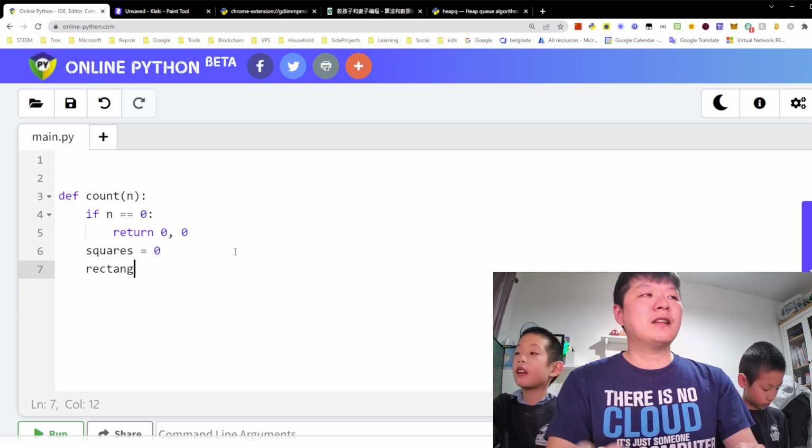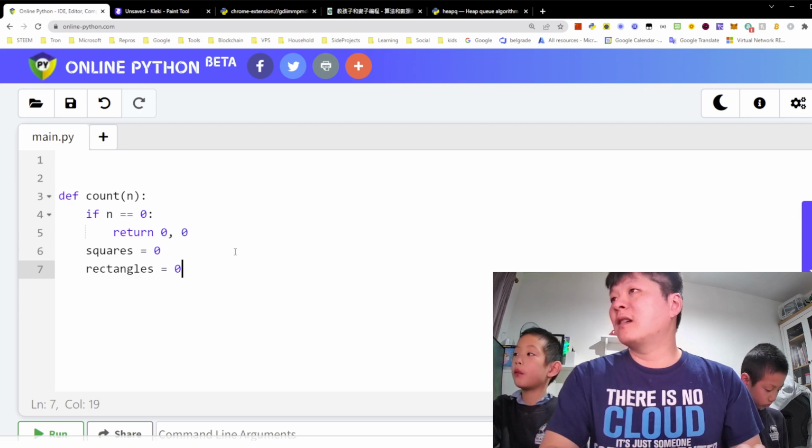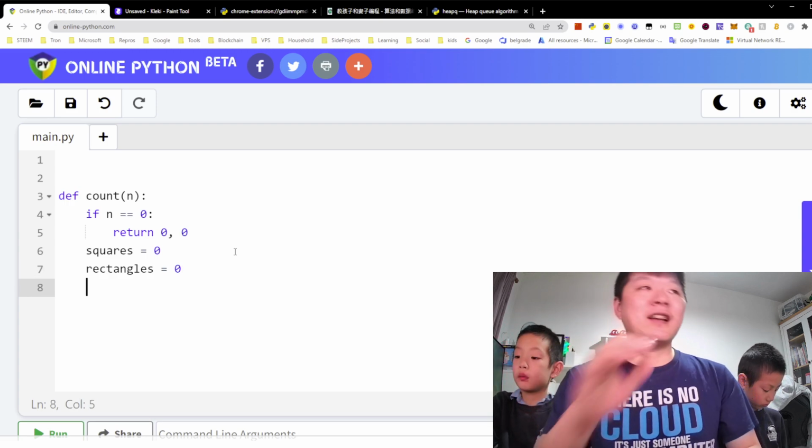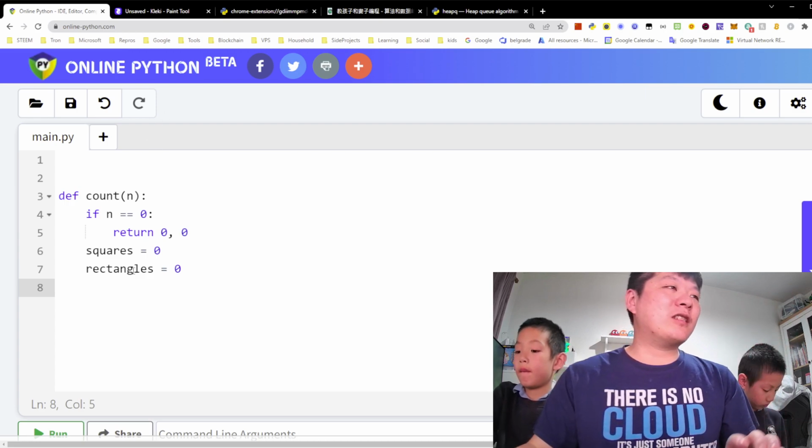Rectangles. I counted that there were 60 rectangles in the 4 by 4, on one side. Okay. Now, let's do this.